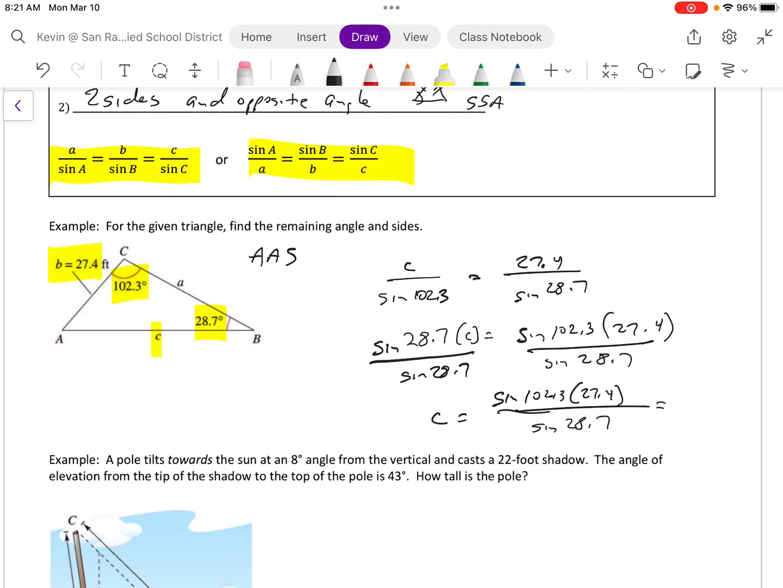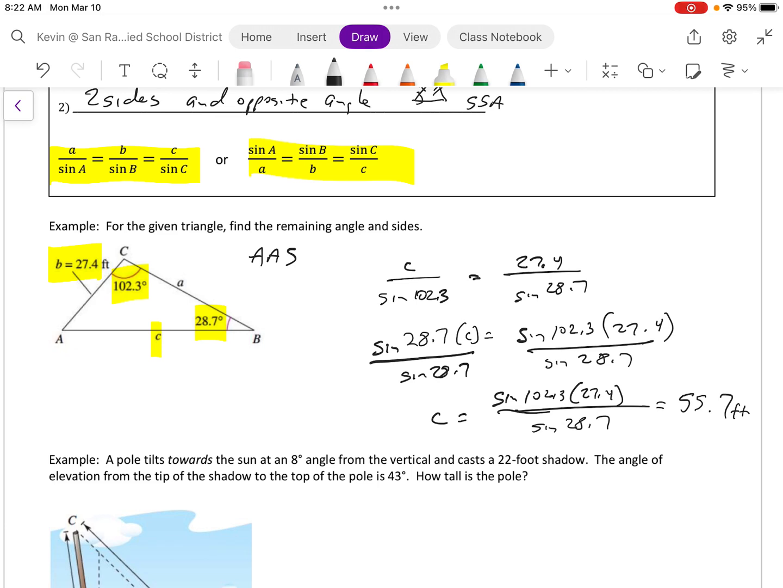And I'm going to go sine of 102.3 times 27.4 equals, and I'm going to divide that by sine of 28.7 and equal, and that gives me 55.7. Okay, and what is this? Feet? 55.7 feet.